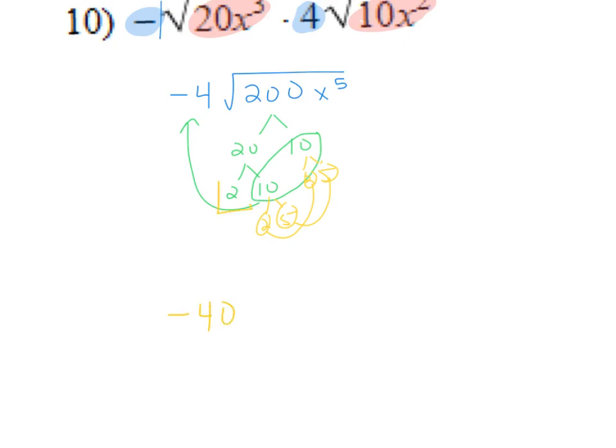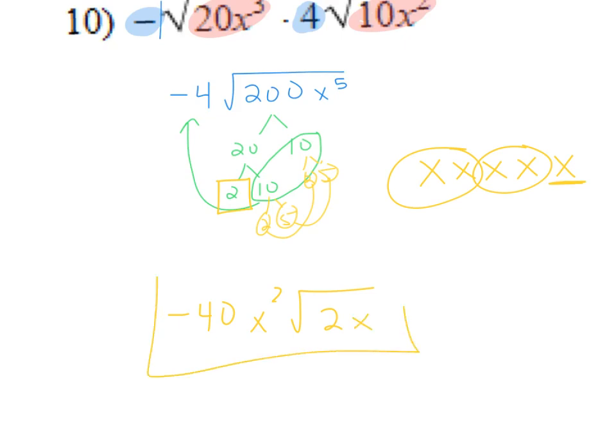Now I have this little 2 left over right here, so I've got a 2 left over on the inside. X to the fifth, I have 5 x's, so when I'm looking at pairs, I have 2 pairs that moved out, and then I have this poor little guy on the inside, and that's going to be my final answer. All right, that concludes this note set.